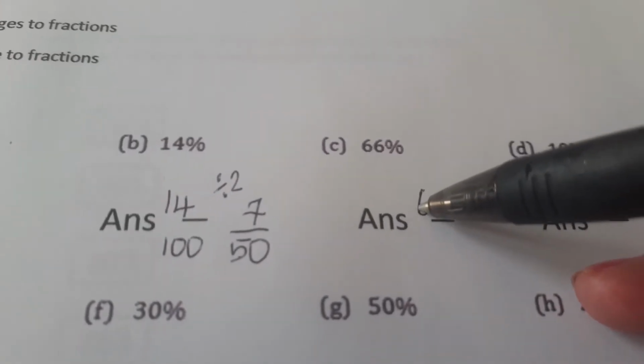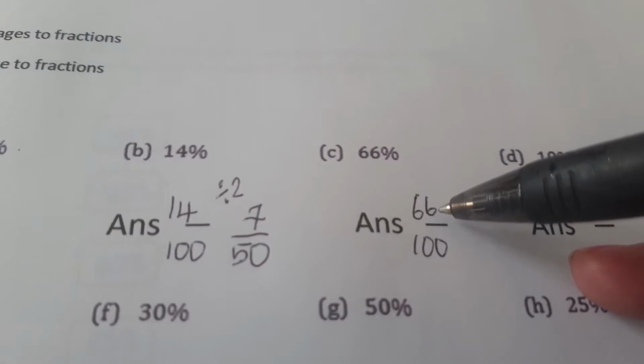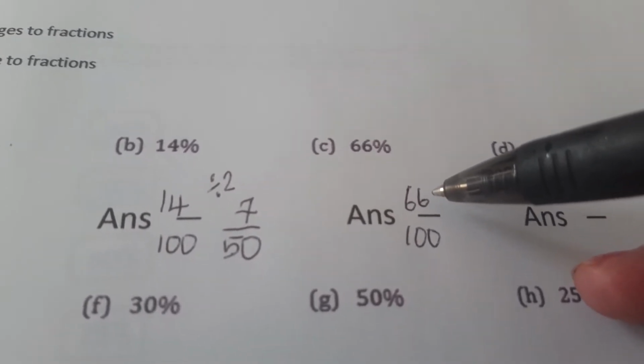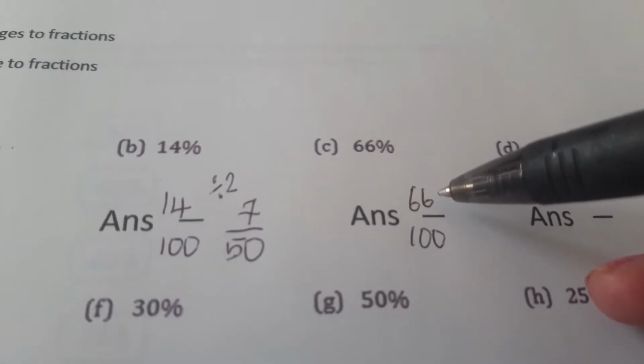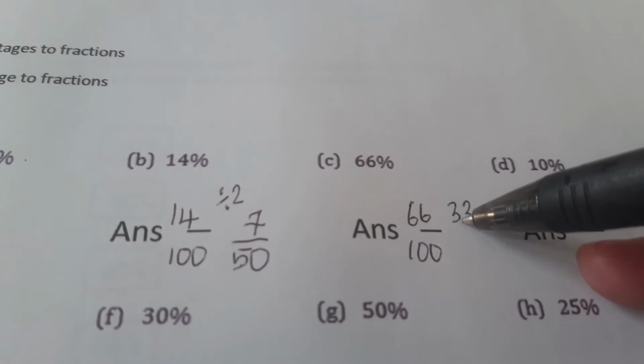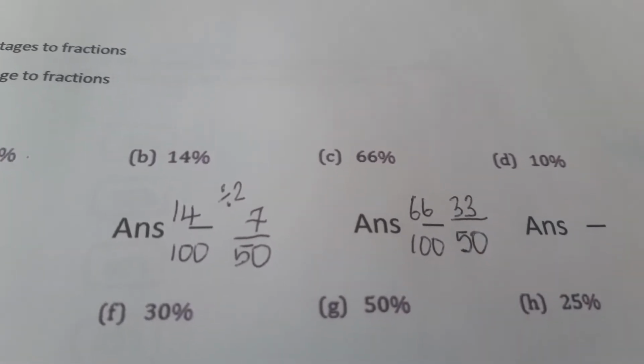66. So you start with 66 over 100. 66 is an even number, so you immediately think of 2. You should check if 4 goes in. Now use your calculator to divide if you're not good at dividing. So 2 goes into 66 33 times. 2 goes into 100 again 50 times. 33 over 100.